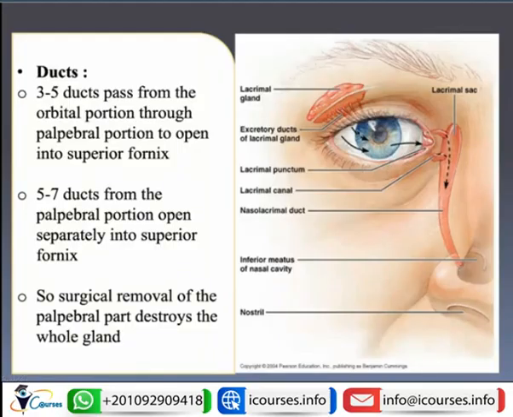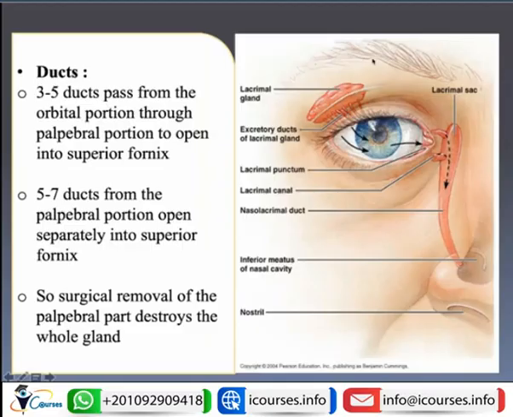And in your opinion, knowing these anatomical facts, which part will be more important? The orbital part or the palpebral part? Can you answer me in the chat box? Which part is more important? The answer is the palpebral part. This is the most important.